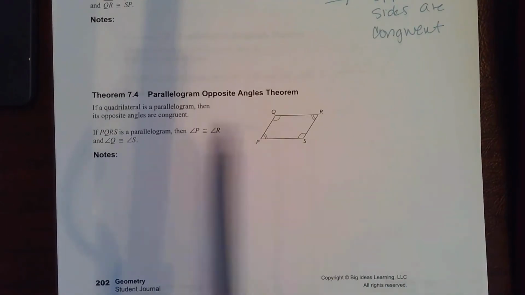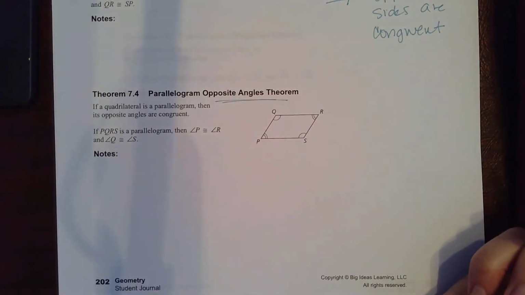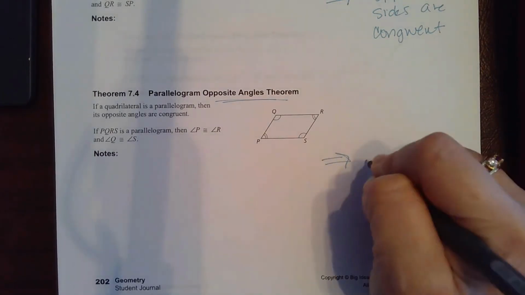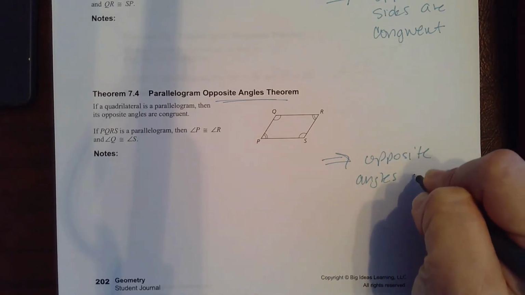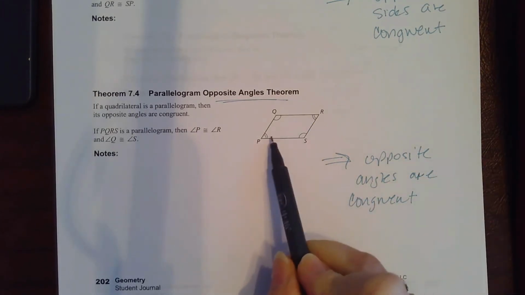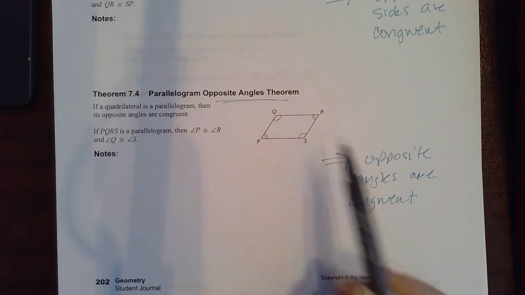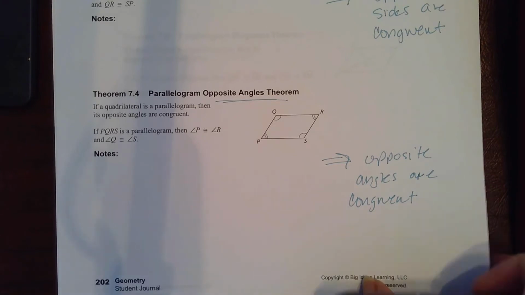All right, on the same lines, we're talking about opposite angles being congruent. If a quadrilateral is a parallelogram, then its opposite angles are congruent. So in addition to opposite sides being congruent, opposite angles are congruent. Again, you can see here that they're marked with the same markings, and here they're marked with the same markings. So if you're using a proof and you're stating that opposite angles are congruent because it's a parallelogram, it would be because of this theorem, the parallelogram opposite angles theorem.